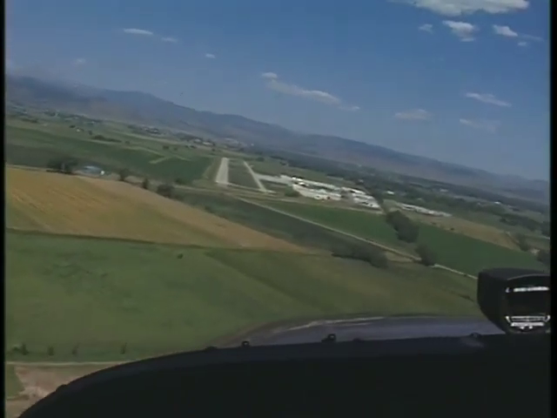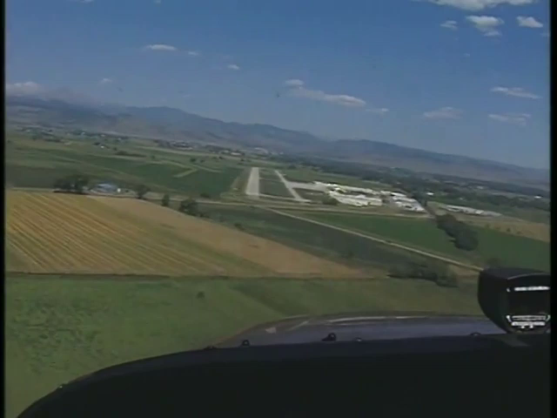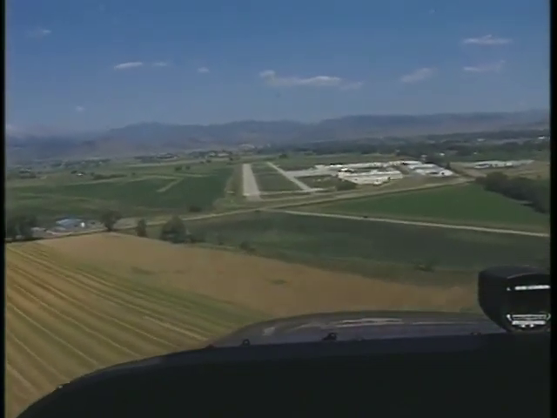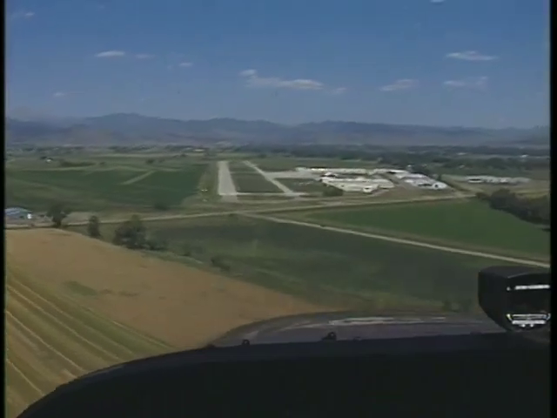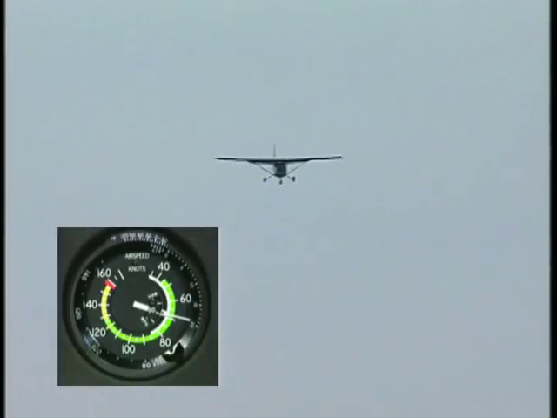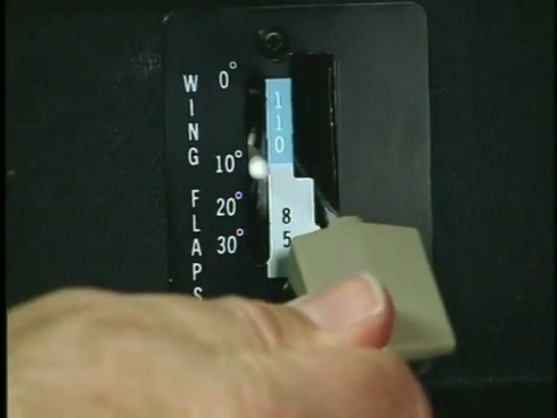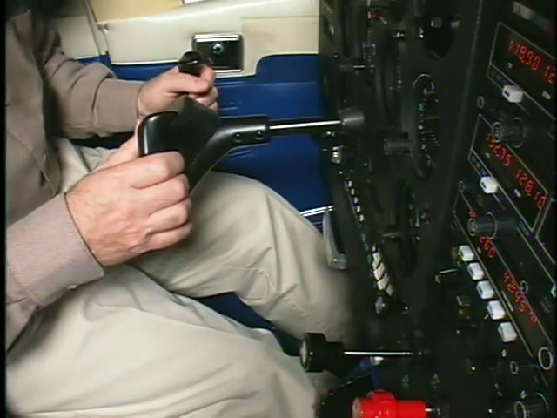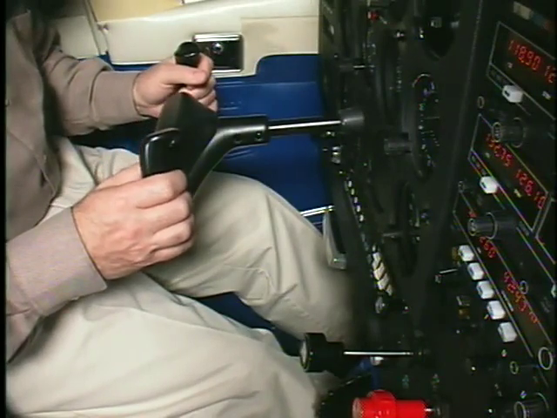Your goal on final approach is to descend at an angle that allows you to reach the intended landing position at an airspeed that results in little or no float just prior to touchdown. Remember, in a power-off situation, the pitch attitude controls the airspeed, which in turn controls the glide of the aircraft. Lower the flaps as necessary and make small adjustments to the pitch attitude to control your glide angle and airspeed.